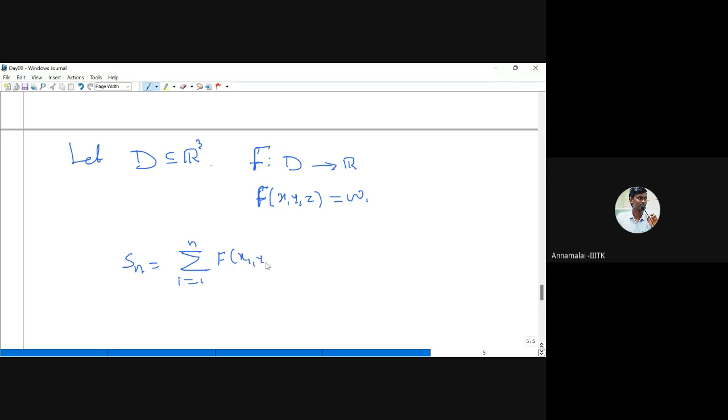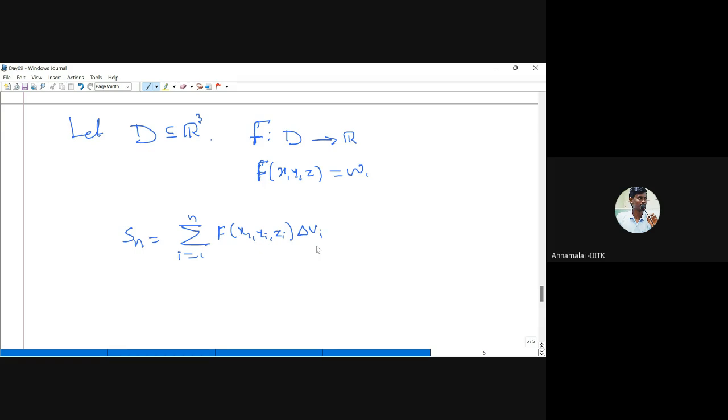xi comma yi comma zi, we have to pick some point in that small region, and then the area of this small region delta A. Or we can use volume here. So instead of A, we can take capital V, delta V, the volume of the small piece. It's very difficult to visualize the graph, but anyway, you can extend the definition from two variables to three variables.